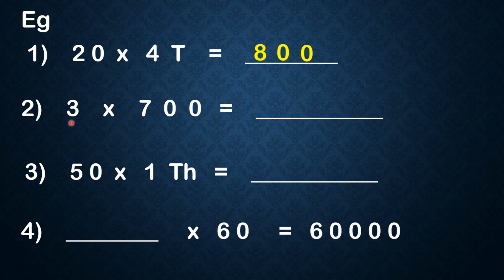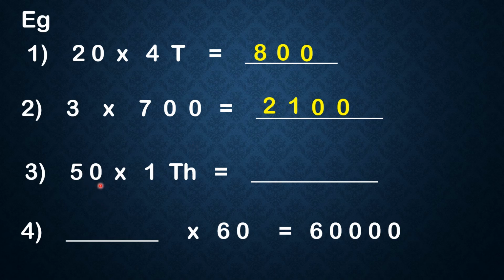Let's go to example number 2. 3 multiplied by 700. 3 sevens are 21. Now there is no 0 over here, it's only a single digit number. So I go to 700. 700 has 2 zeros, so I place the 2 zeros at the end of the number.